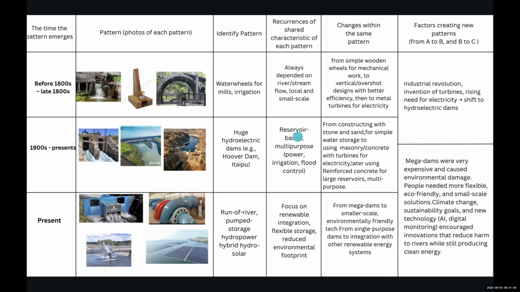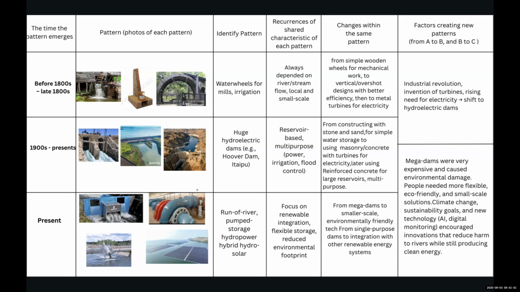But then the Industrial Revolution came. With the invention of the turbine and the rising need for electricity, the water wheel was no longer enough. This created the shift from water wheel to hydroelectric dam. In the 1900s, the pattern was all about big dams, like the Hoover Dam. These weren't just for electricity, they also handled irrigation and flood control. Construction methods improved too, moving from simple stone and sand to concrete and massive infrastructure with turbines.